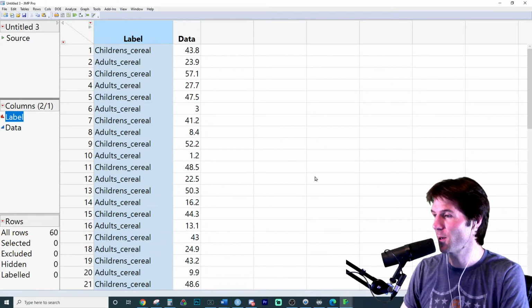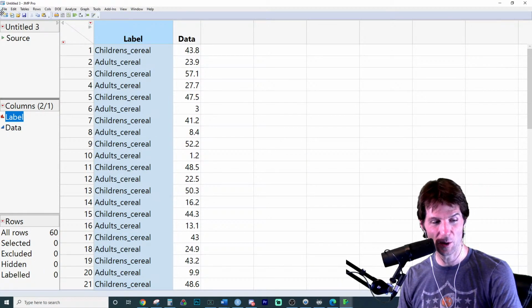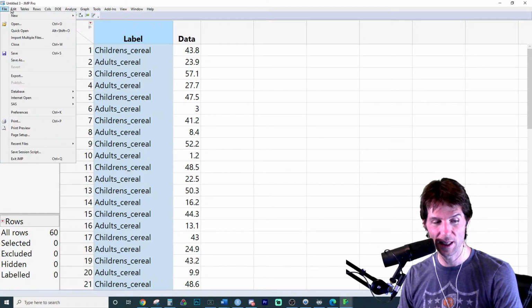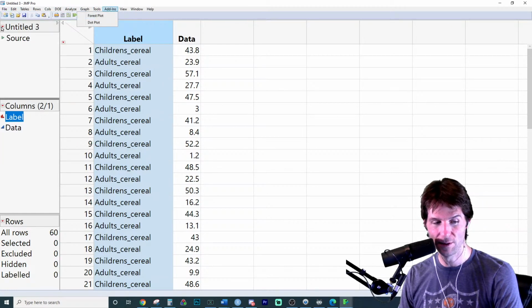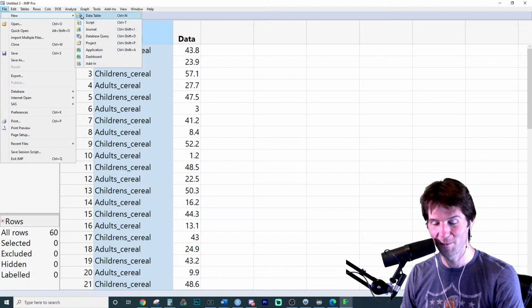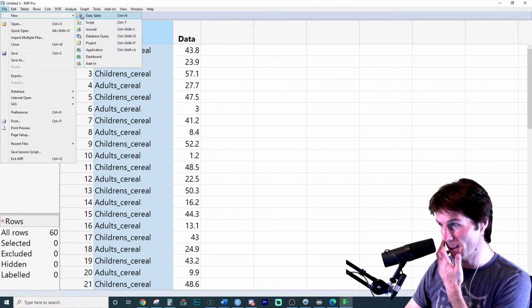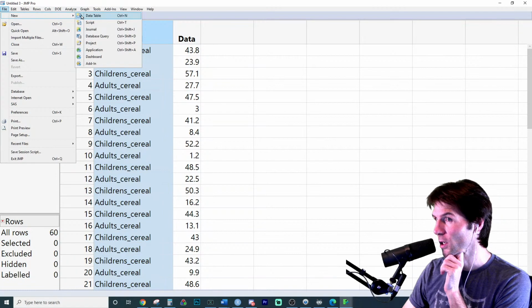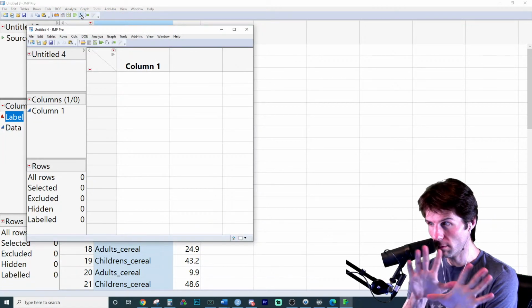Let's go over here. We've copied our data. And so we're going to go to File, New, Data Table. File, New Data Table. With File, New Data Table, we're just going to open a data table. Don't click inside of it.